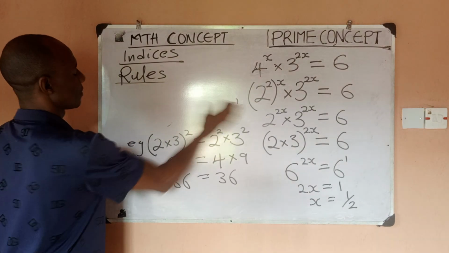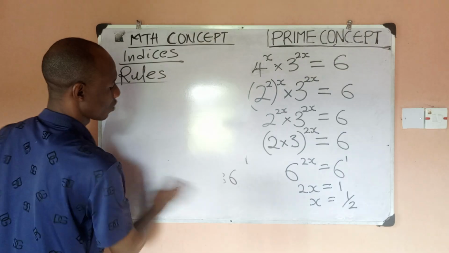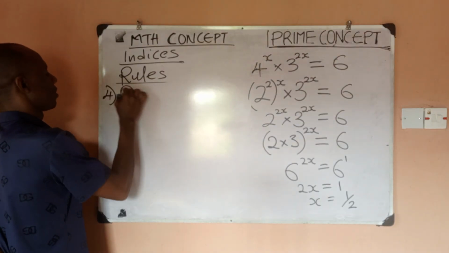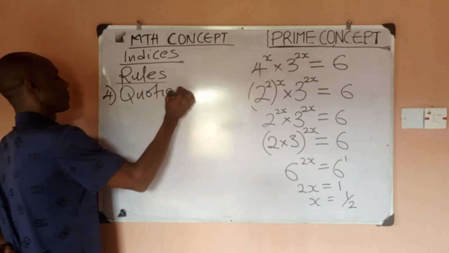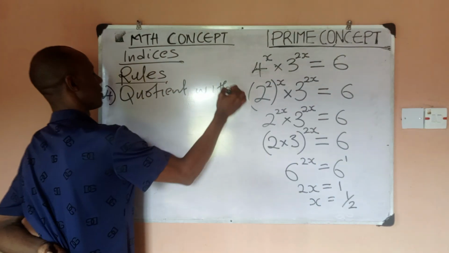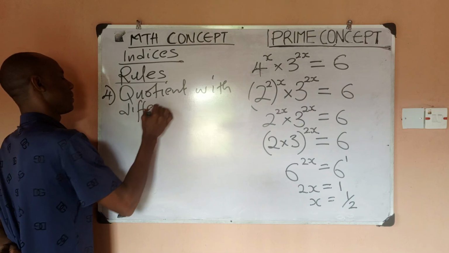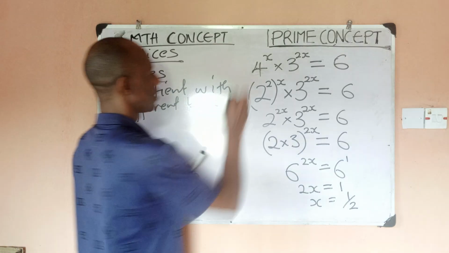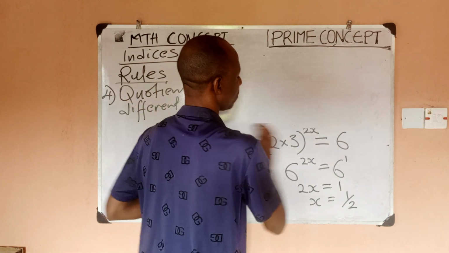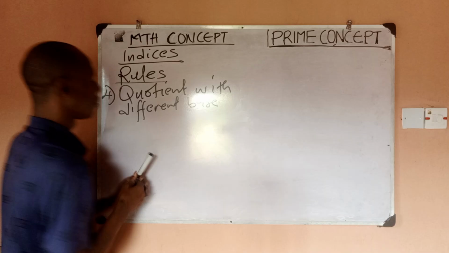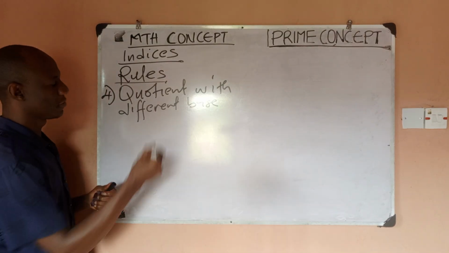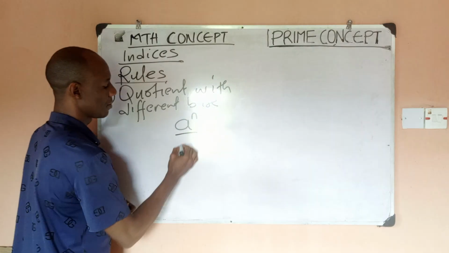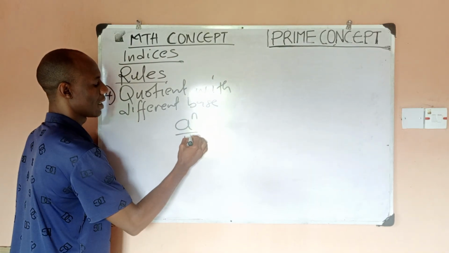So let's give the next one. Rule 4: quotient with different base. So how do we handle that? Now, what is the rule? The rule is simply saying that if I have a raised to power n divided by b raised to power n.